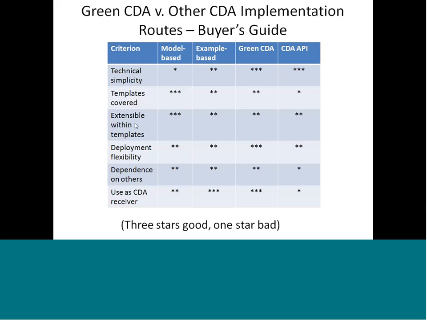Now, most examples that you see of CDA don't show that, but if you wanted to, certainly the HL7 data types allow you to put a date range on addresses. If you had the model-based approach, you could do that directly yourself. On the example-based or the Green CDA approach, that extension has to be built into the examples or built into the Green CDA, so it's less extensible. So the other approaches are less extensible.